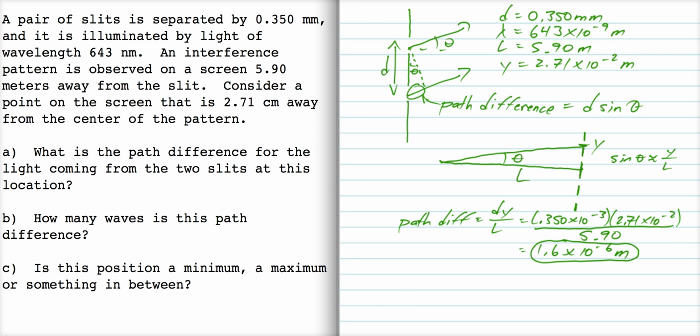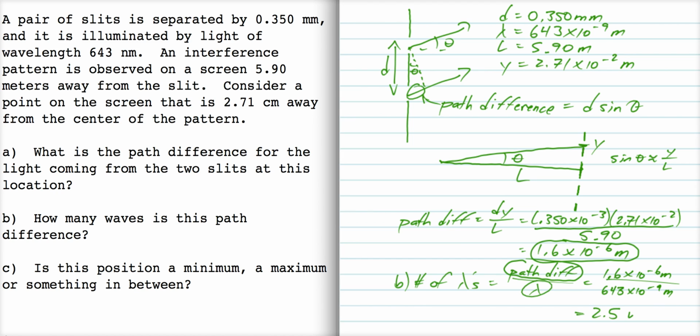Now, part B, how many waves is this? Well, the number of wavelengths is equal to the path difference divided by the wavelength. This is similar to what we do with thin films. If you want to know how many waves are in a thin film, you take the distance in the thin film and you divide by the wavelength to count the number of waves. Well, in this case, the extra distance is 1.6 micrometers, and if we want to know how many waves that is, we divide by the wavelength. And when we do that, we get exactly 2.5 waves.